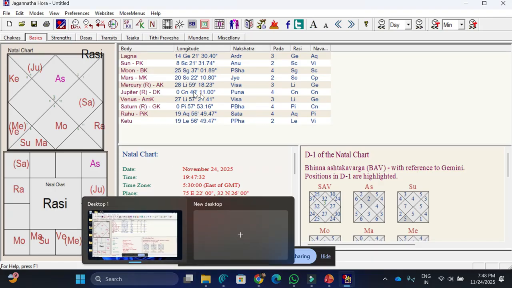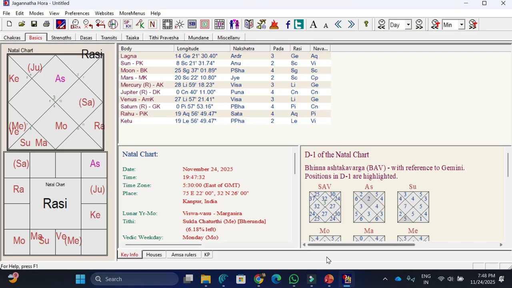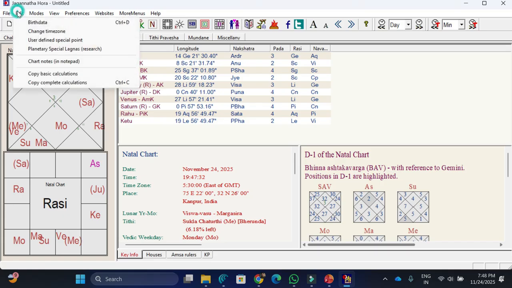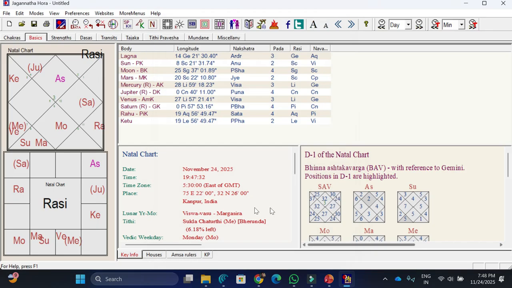Now look at this. This is a software which is used to find the horoscope. You enter the date of birth, place of birth, and time of birth. You just go to edit, enter birth data, then enter the month, date, year, and then the time, gender, and city, and then you press OK. So this will appear.